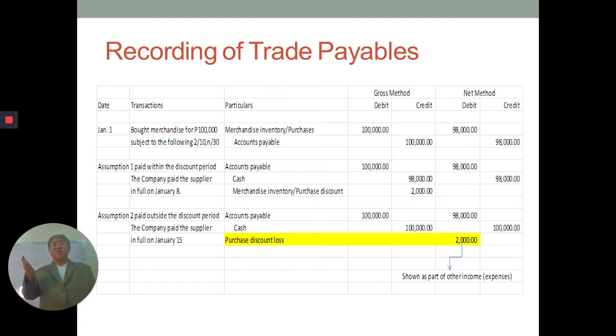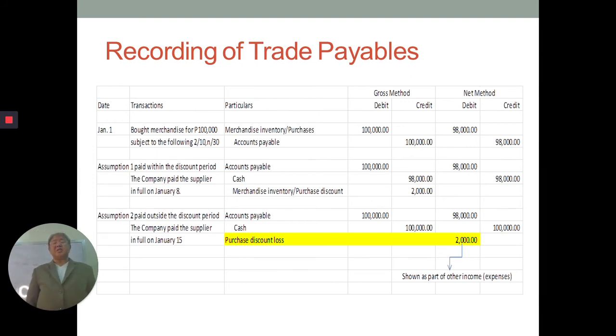So at this time, upon settlement, assumption 1 is that they settled in full within the discount period. We will have to deduct the 2% discount from the amount of the obligation. Therefore, our accounts payable will be debited for 100,000 and cash will be credited for the net of the discount, that is 2% of 100,000, or 98,000. Then credit purchase discount if you're using the periodic, or merchandise inventory if you're using the perpetual.